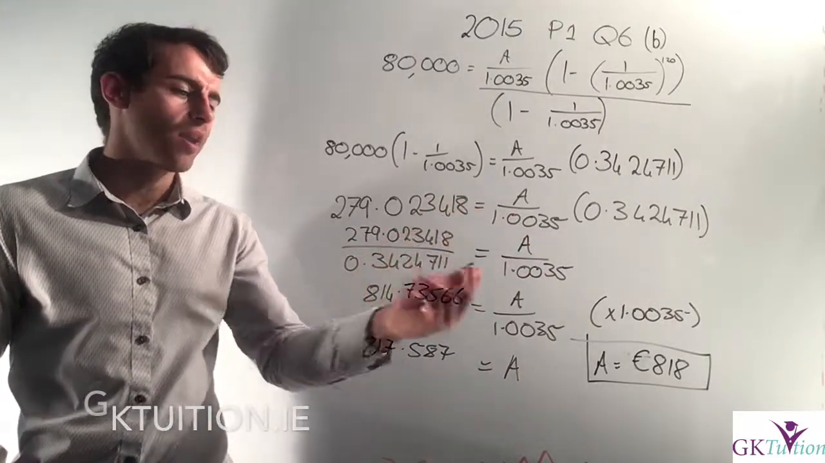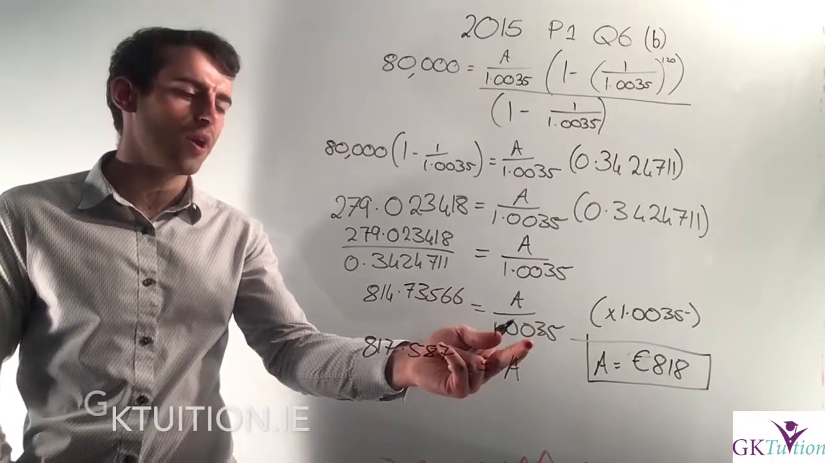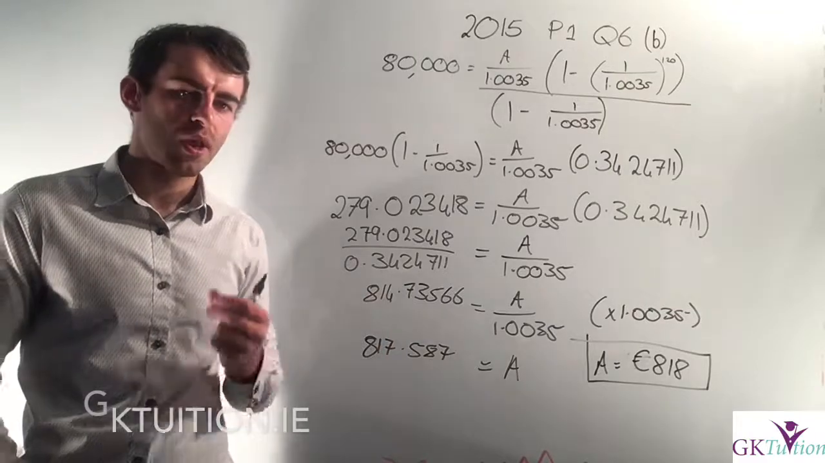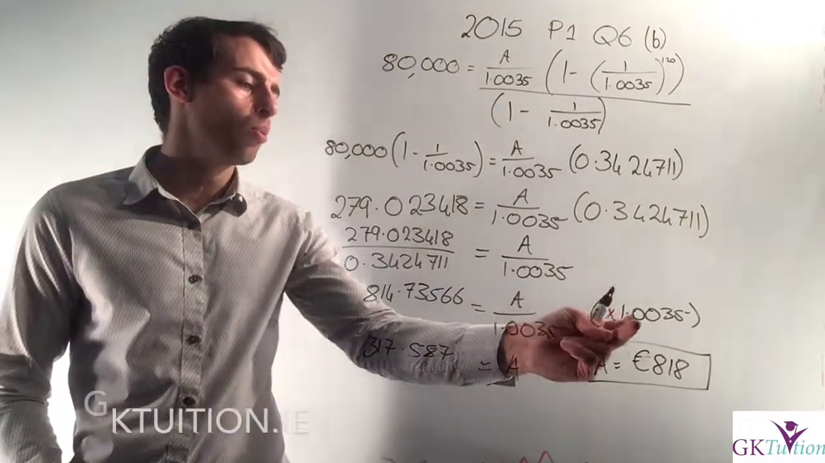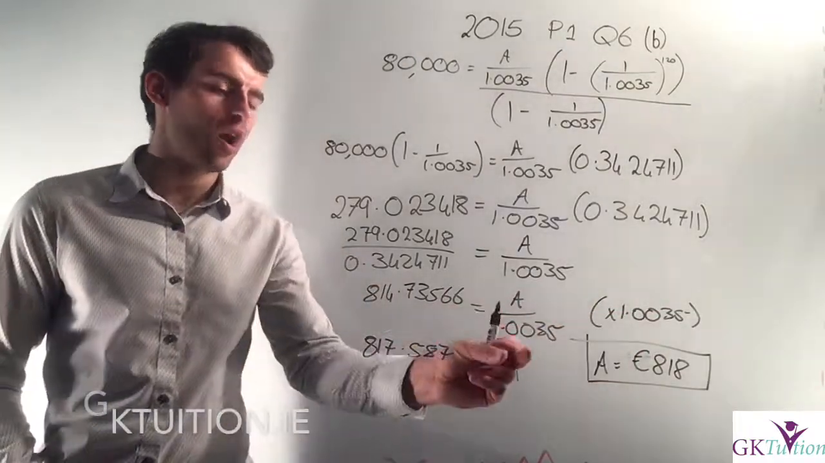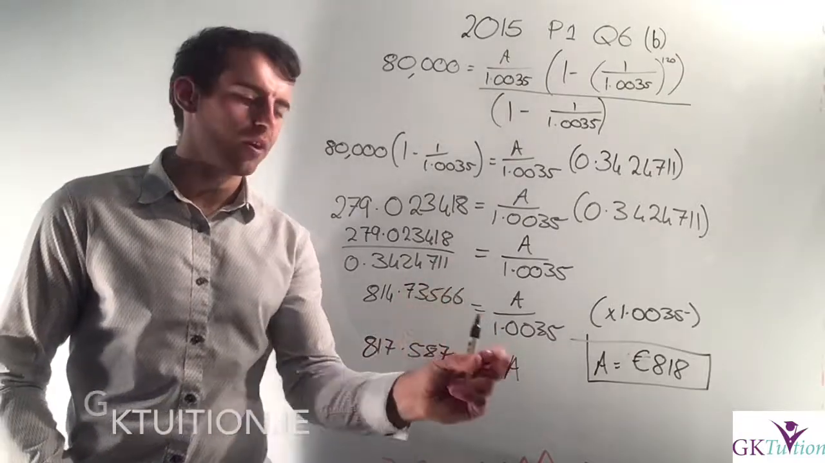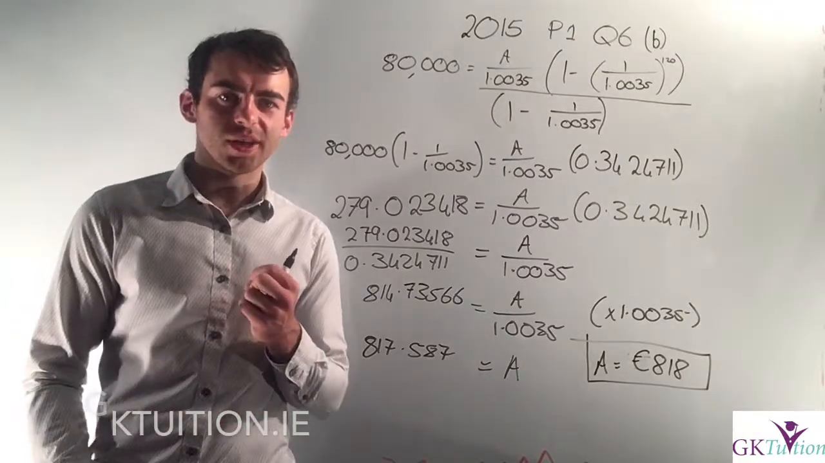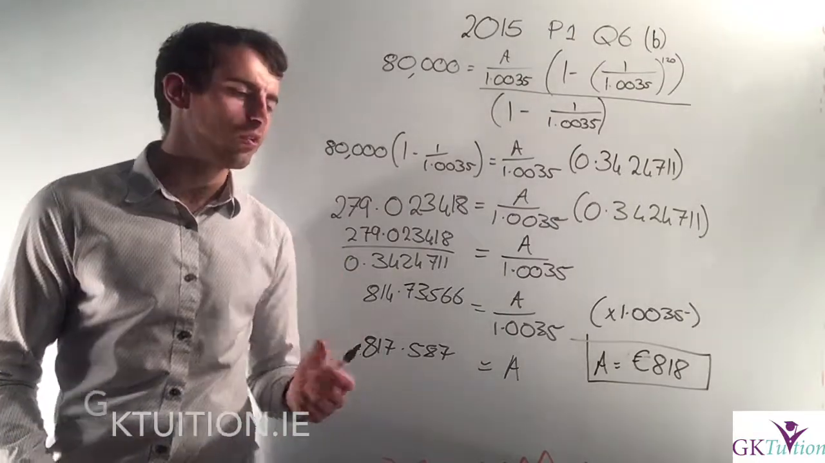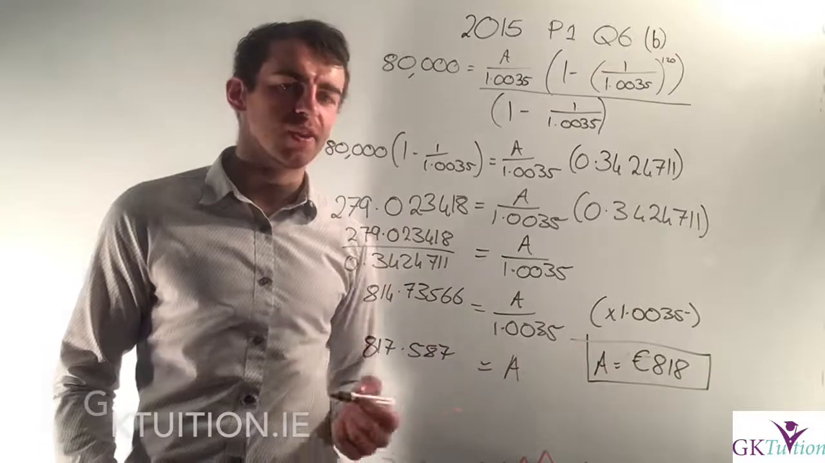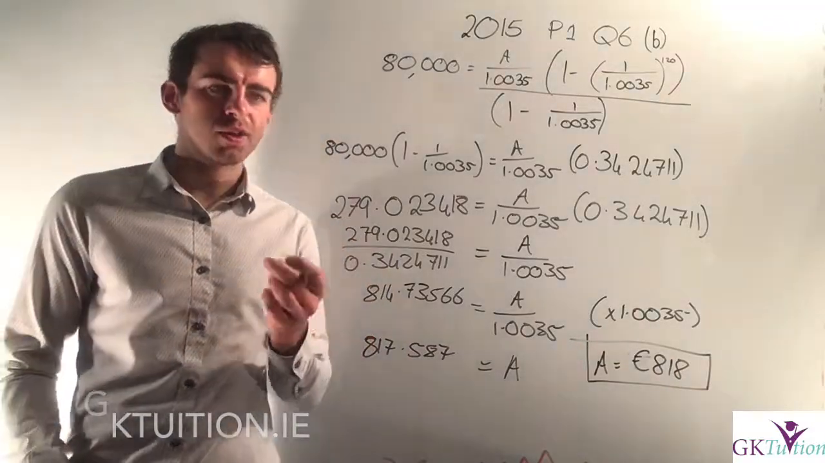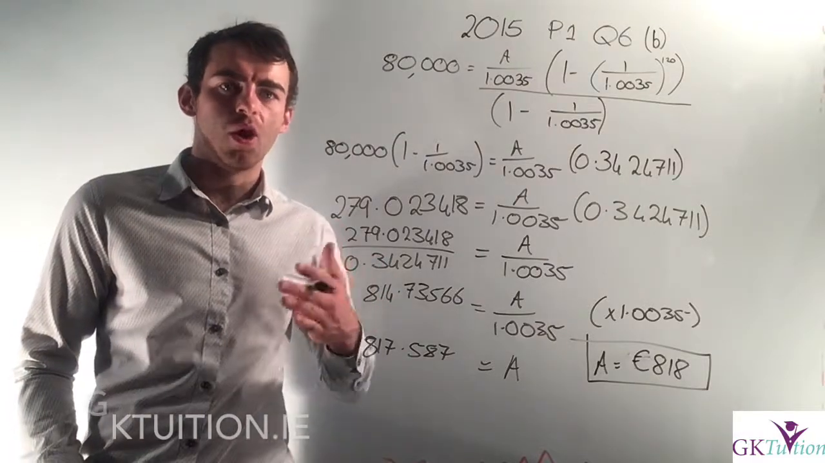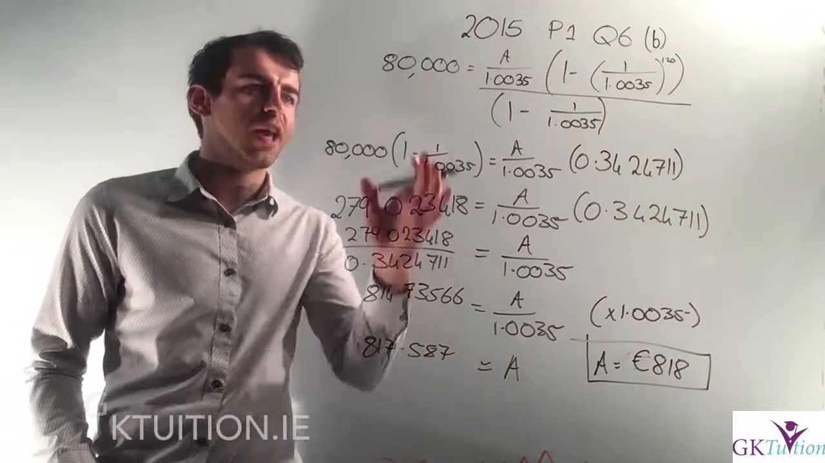So when I do that, I end up with A over 1.0035 is equal to 814.73566. Then I multiply both sides by 1.0035 in order to isolate my A. So I get A on its own, and A is equal to 817.587. Now the question asked me to leave my answer to the nearest euro, which means my final answer is 818. So if Donut makes 120 repayments of 818 euro every month for 10 years, he'll pay back his 80 grand loan.